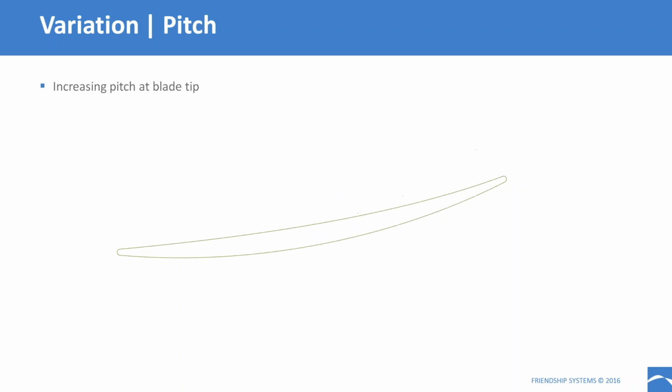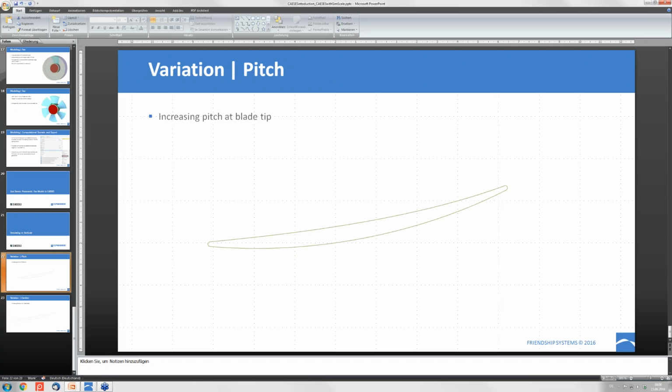So here you can see how the pitch increases for this section. And another animation here shows you how the camber increases. So this is original and this is changed. Okay, so now we have our variants.